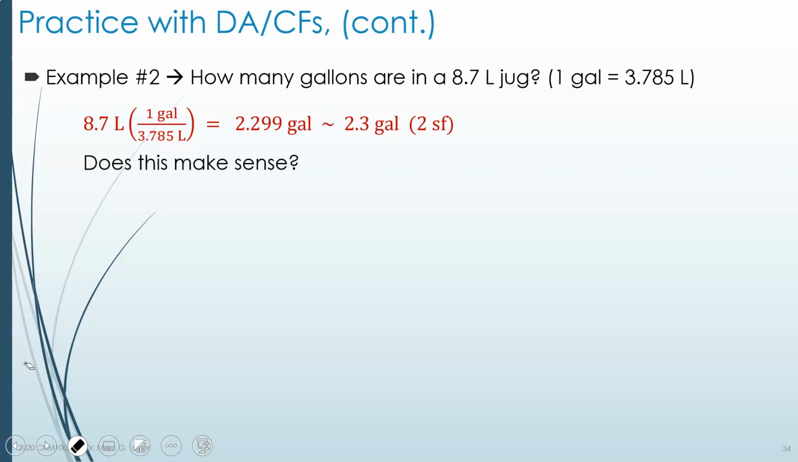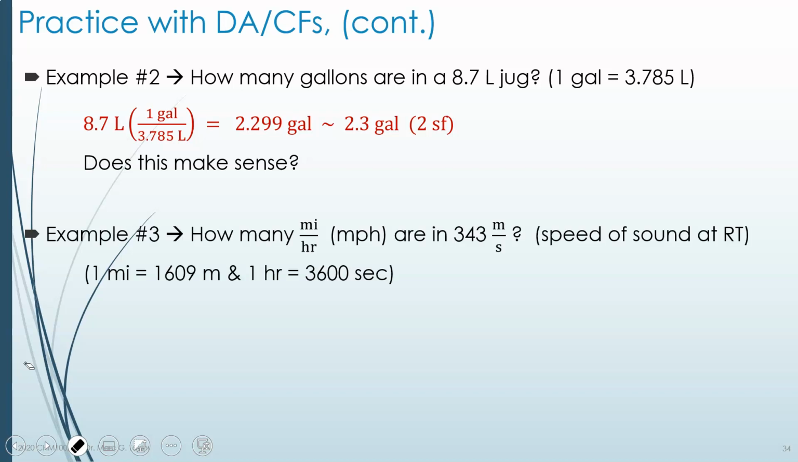And it makes sense. The making sense part says, well, look at the gallon. The gallon is about 4 liters. Well, then 8 liters should be about 2 gallons, right? So, in fact, it's 2.3.